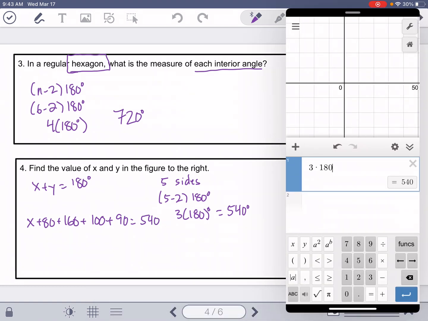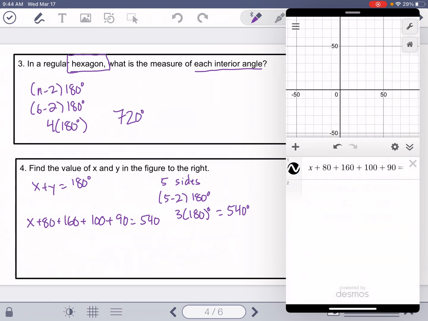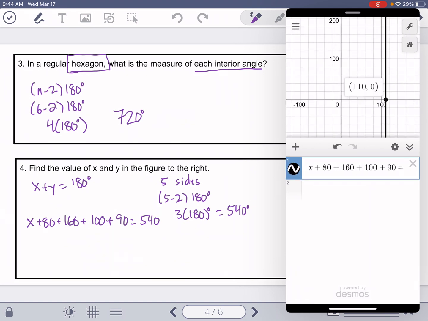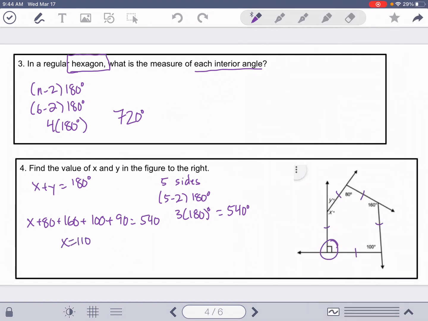So, x plus 80 plus 160 plus 100 plus 90 equals 540. x is 110. x is 110, so what is y going to be? Well, y will equal 180 minus 110, so y will equal 70.